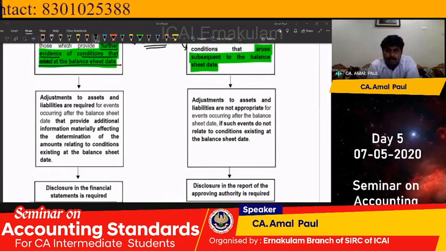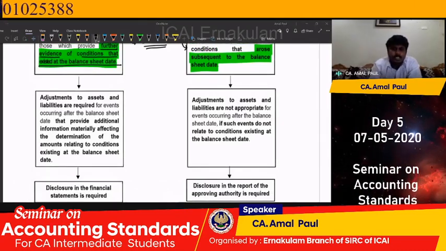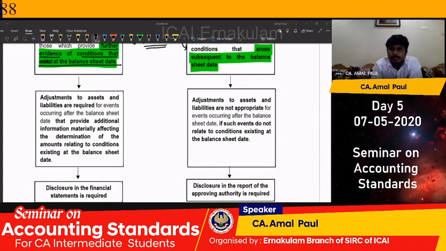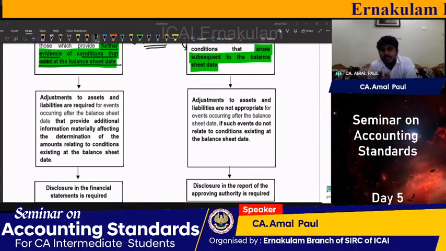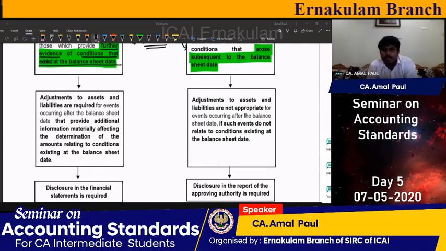Are you clear with this concept? Adjusting event and non-adjusting event. Are you clear?